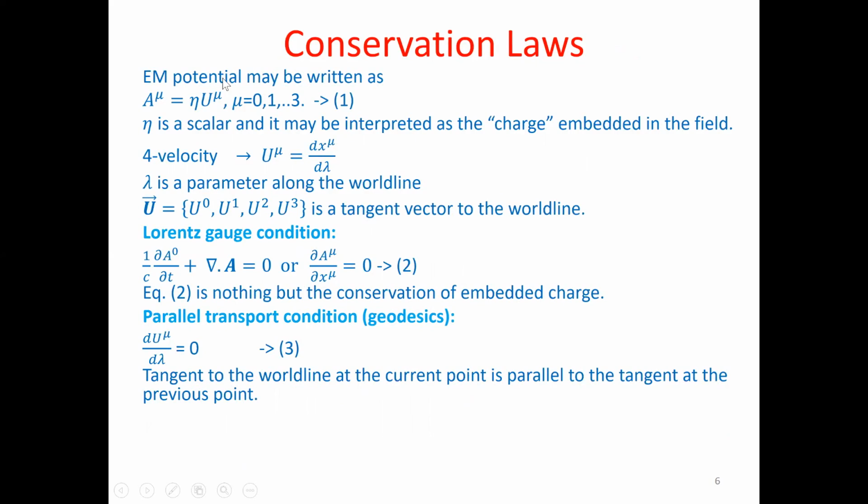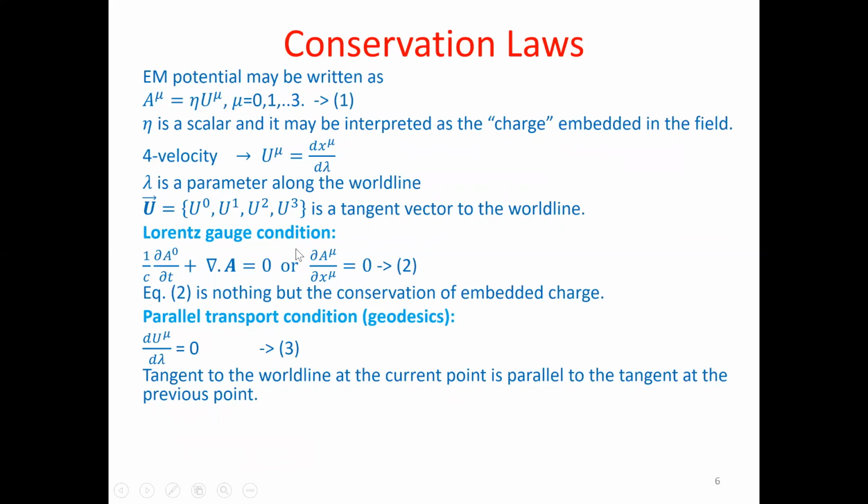Electromagnetic vector potential may be written in this form. Here, eta is some scalar, and it may be interpreted as the charge embedded in the field, although its dimension is different from the conventional charge. U mu is the four-velocity and is given by this expression. Here lambda is a parameter along the world line. This u is a tangent vector to the world line. It has got 4 components.